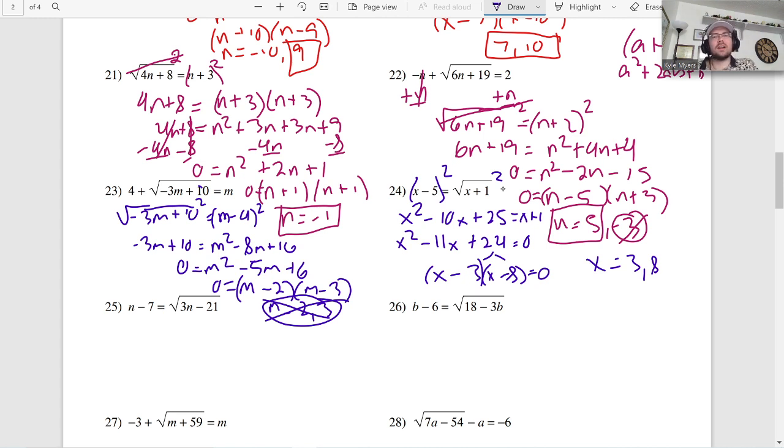Looks like 3 is not going to work because on the left-hand side, 3 minus 5 is negative 2, and a square root can never equal a negative. So 3 is out. 8 looks like it should be fine. 8 minus 5 is 3. 8 plus 1 is 9. Square root of 9 is 3. So that works.